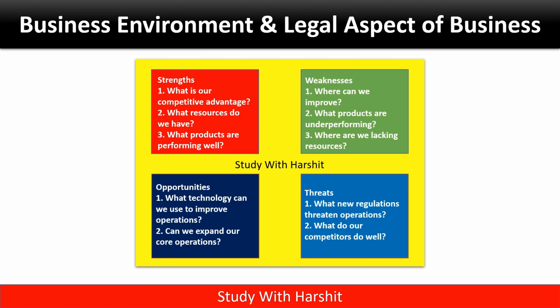Strength refers to what our competitive advantages are, what resources we have, what products are performing well. Weakness: where can we improve, what products are underperforming, where are we lacking resources. Opportunities: what technology can we use to improve operations, can we expand our core operations. Threats: what new regulations and operations, what do our competitors do well.